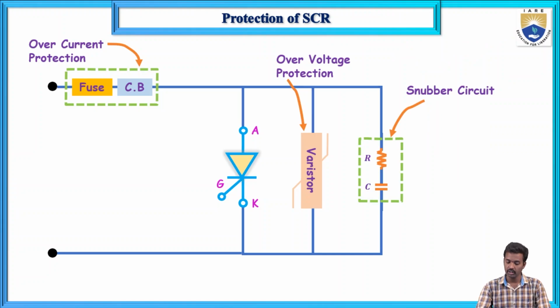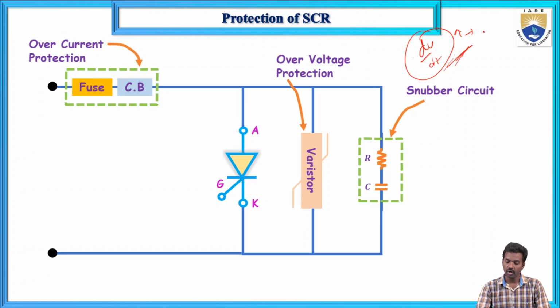The snubber circuit is used for dV by dt protection. dV by dt can be protected by using a snubber circuit, which is a resistor in series with a capacitor. dV by dt means the rate of change of voltage with respect to time. Whenever dV by dt increases, there may be a false triggering of the SCR. False turn-on is caused by dV by dt. It is unwanted gate triggering.